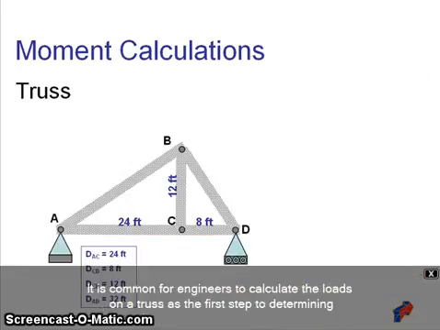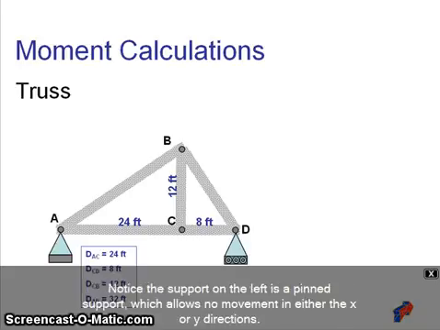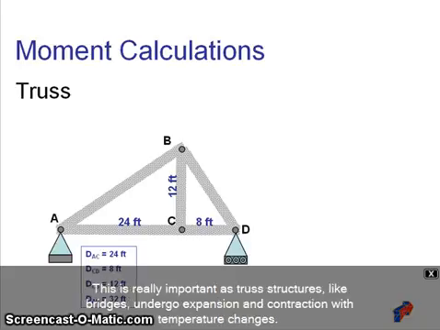It is common for engineers to calculate the loads on a truss as a first step to determining material types and sizes that will support expected loads. Notice the support on the left is a pinned support, which allows no movement in either the x or y directions. The support on the right is a rolling support, which allows movement in the x direction, but not in the y direction. This is really important, as truss structures, like bridges, undergo expansion and contraction with temperature changes.